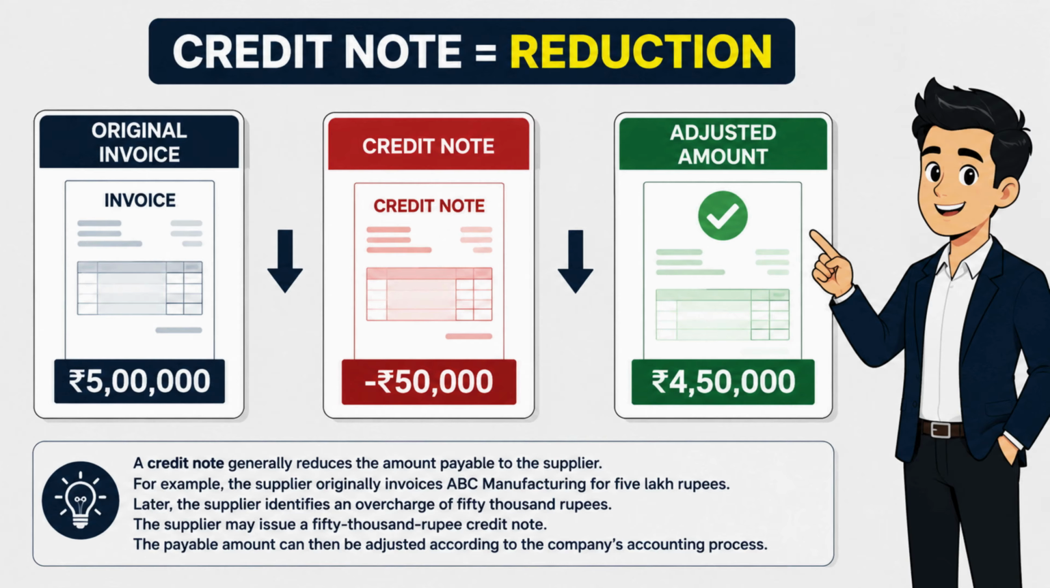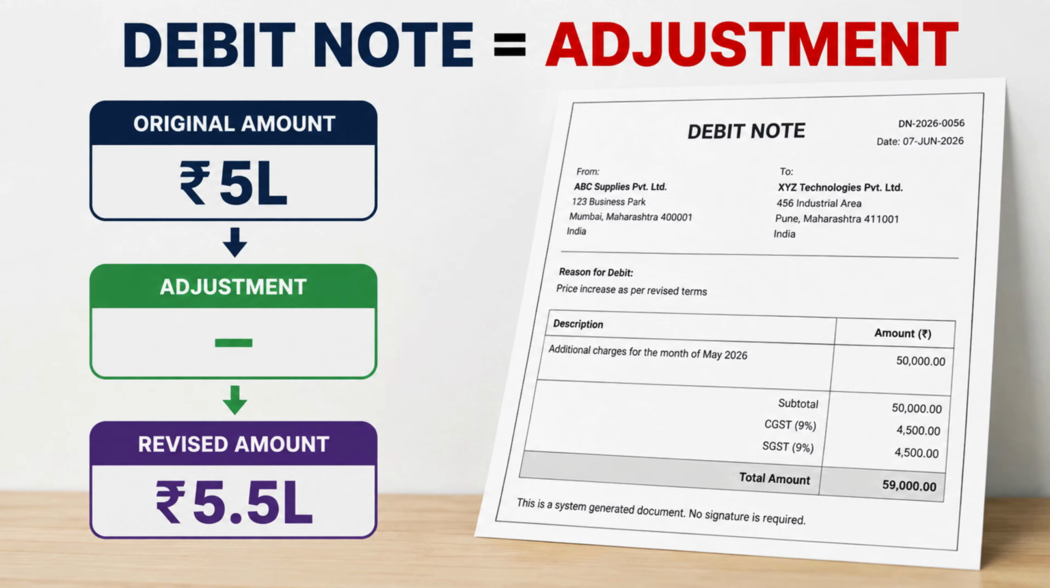Question 16. What is a debit note? A debit note can be used to communicate an adjustment that increases an amount receivable or payable, depending on the transaction and accounting process. For an interview, don't just memorize the definition. Try to understand why the adjustment is required and how the company records it.